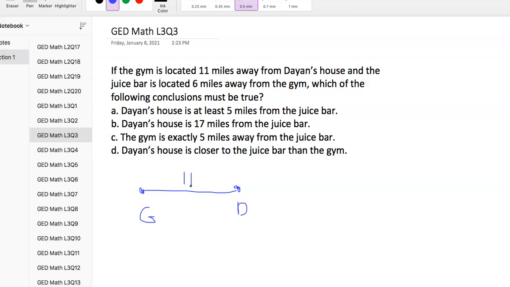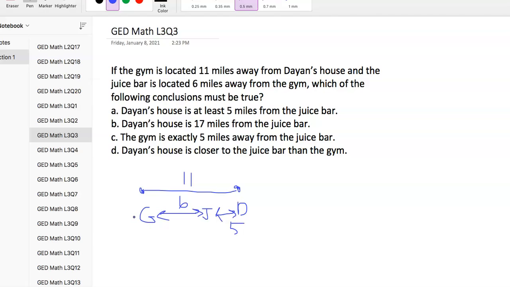The juice bar is 6 miles from the gym, but we don't know in which direction, right? So the juice bar could be here. So it could be here. So this juice bar is 6 miles from the gym. So it could be here, closer to Dan's house, right? And so this would only be 5 miles. So it could be that the juice bar is more or less right in the middle, right? 5 miles from Dan's house, 6 miles from the gym.